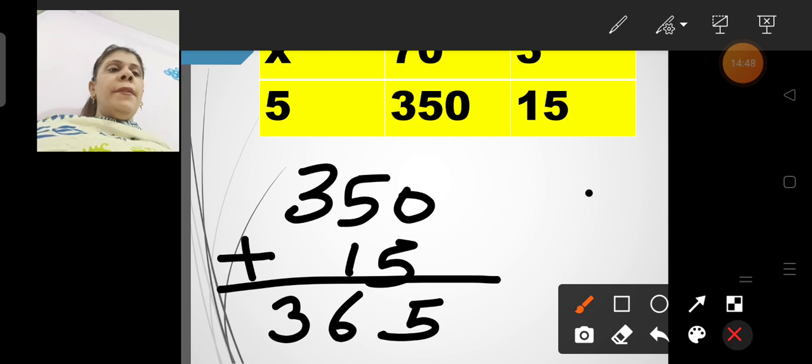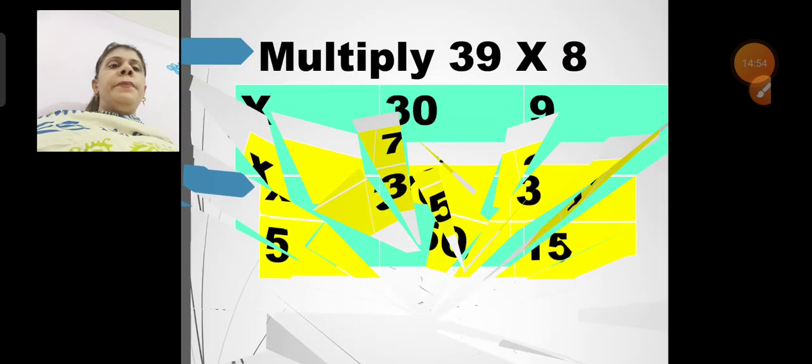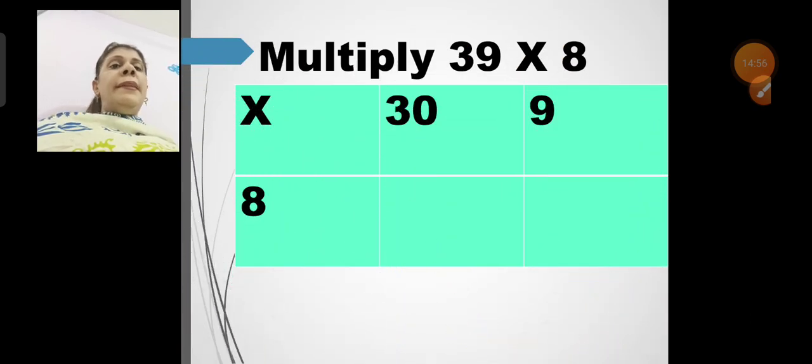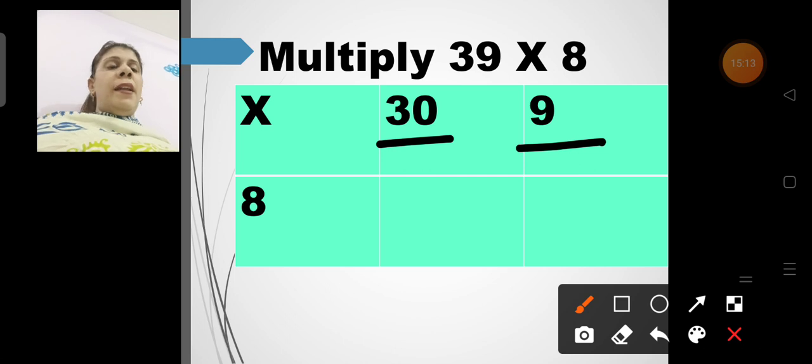365. Okay. Now next. Now multiply 39 by 8. Okay. So first step, what we are going to do: 3 rows and 3 columns. Then the first, that is the multiplication sign. Then we are going to split the number. Okay. That is 39 will be 3 in one column and 9 in another column.